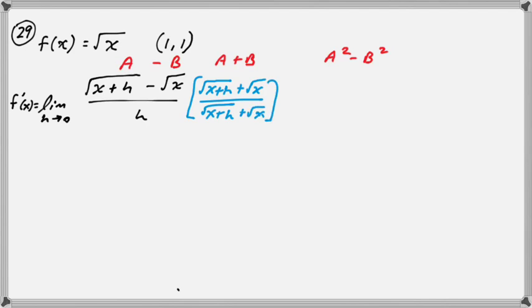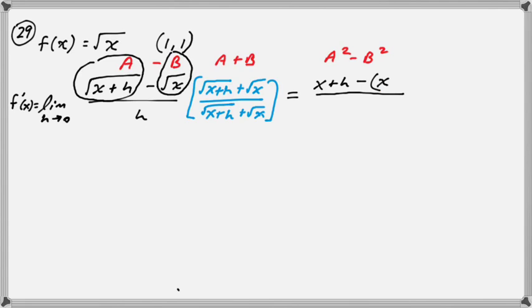Now when you multiply these and you end up with a squared minus b squared, this is a, so a squared is x plus h. Always use parentheses. If this is b, what's b squared? x. Simplifying the top, you just get h. The top, you have x minus x adds to 0, leaving you just h. Don't forget you have all this stuff on the bottom, though, or in the denominator.